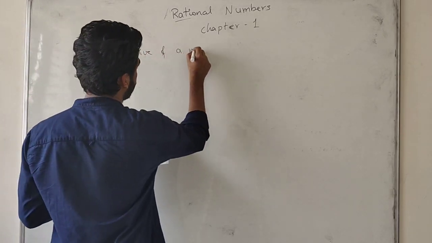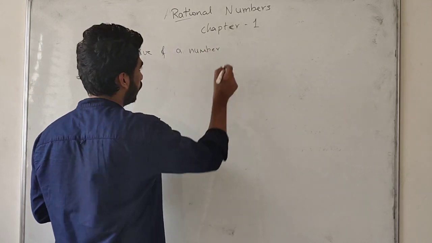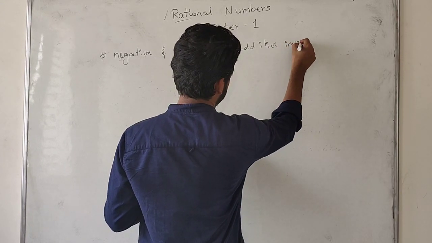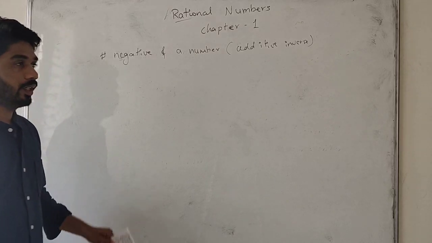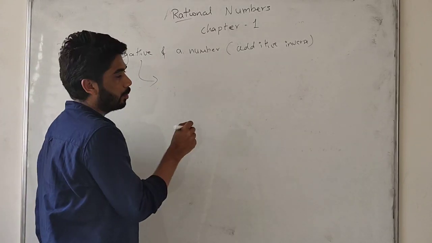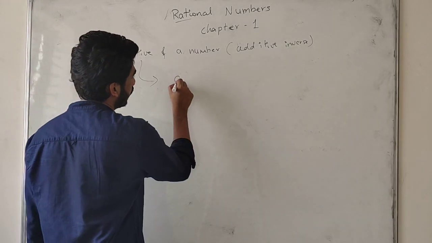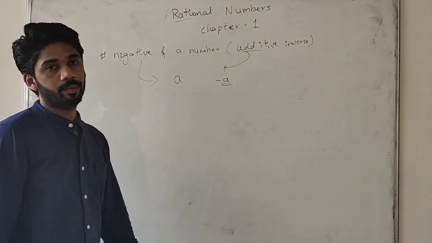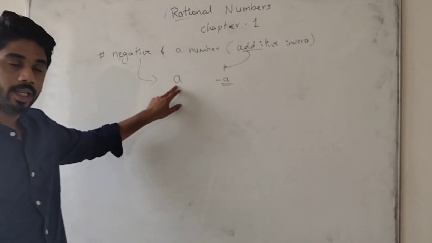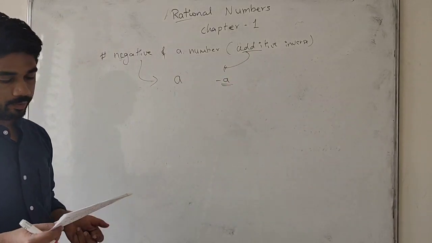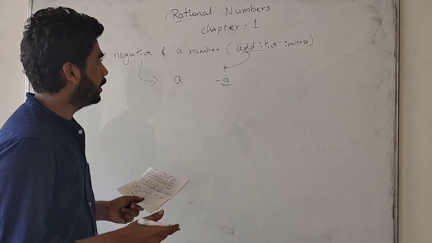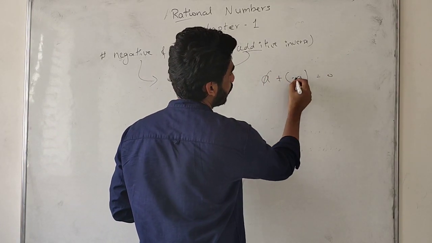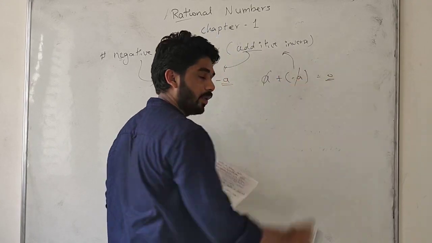Negative of a number. We can call it additive inverse. So what does it mean? We can take any number, whole number or integer or rational number. Negative or additive inverse means minus c. It is a concept. For example, for additive inverse, a plus minus c is equal to 0. Both plus c and minus c cancel to get 0. So this is the rule of additive inverse.